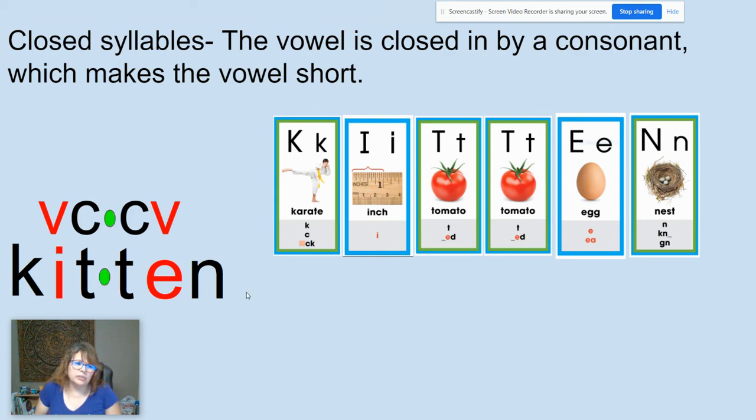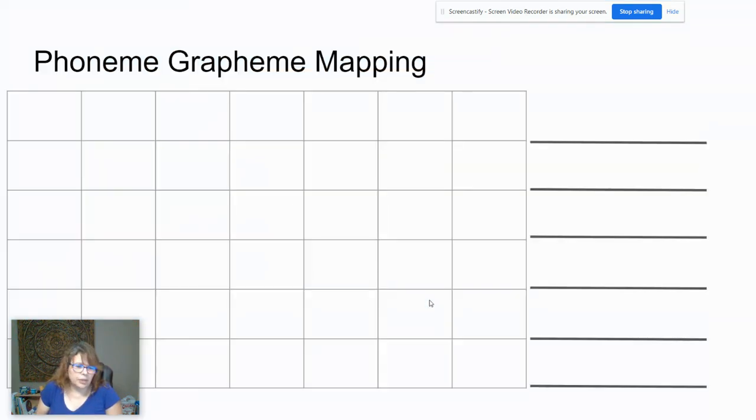Let's look at the first syllable. It ends with a consonant, so this is a short vowel. We say k, it, kit. And then we have another syllable. It ends with a consonant, so we know it's an e. We say t, n. Now we read kitten. Now we don't say kitten, it kind of blends in, so we say kitten, kitten.